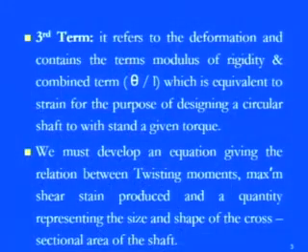So these two, T by J which is exactly equal to tau by R, and then the third term gives the relationship between the shear modulus of rigidity, G, and the angular twist divided by L. The third term refers to the deformation, and it contains the modulus of rigidity, G, and the combined term of the angular displacement, theta by L, which is nothing but equivalent to the strain. For the purpose of designing a circular shaft to withstand a given torque, it tells us how much the relative displacement is in terms of the circumference corresponding to the length of the bar.